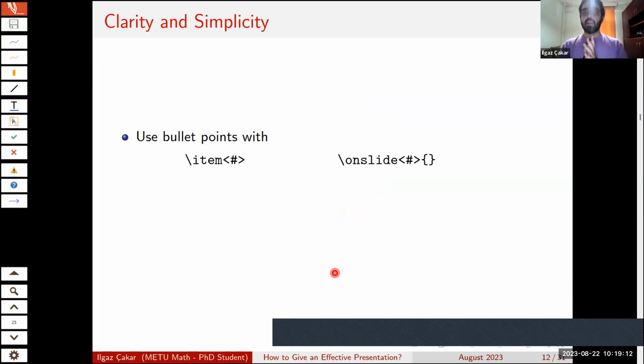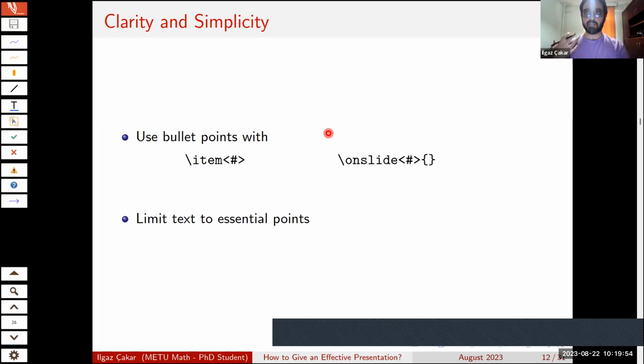Let's talk about clarity and simplicity. Use bullet points wherever possible. That's just a simple thing. And using bullet points, please try to add this thing here. Instead of a sharp here, just put some numbers so that you can control when your bullet point is going to be on the screen. If you don't use bullet points, but just present some equations, then you can use the on-slide command. I will not go into technical details about this because you can already find them on the Overleaf webpage or on the Discord channel.